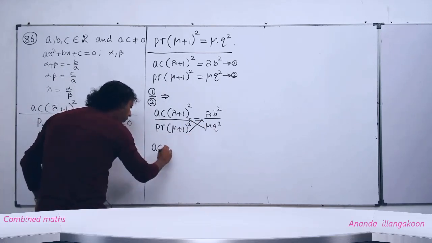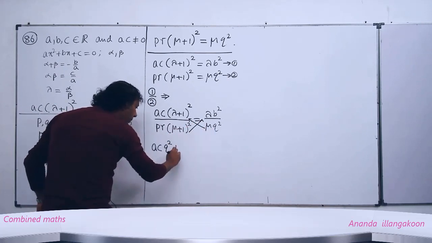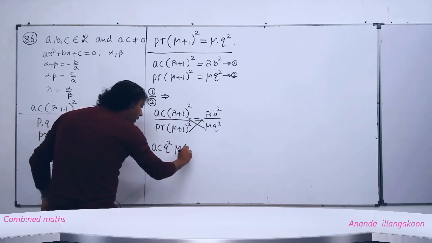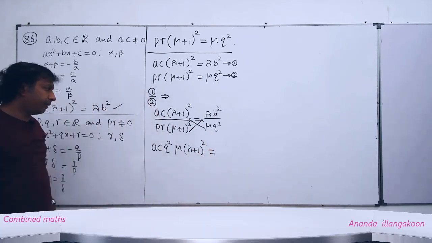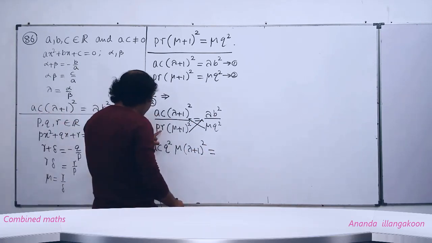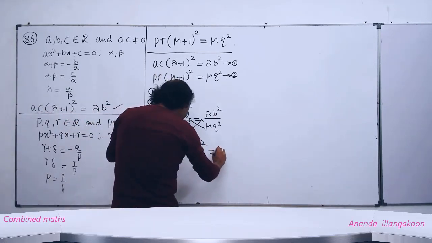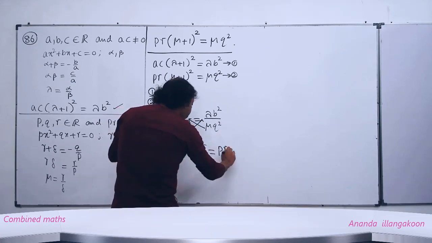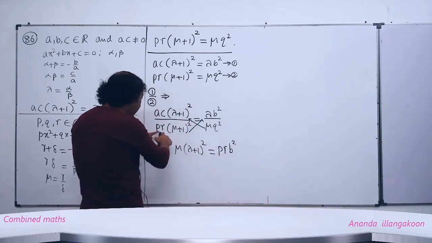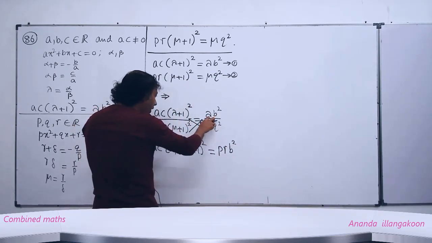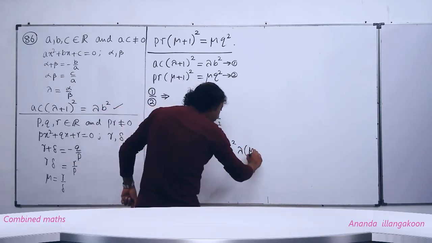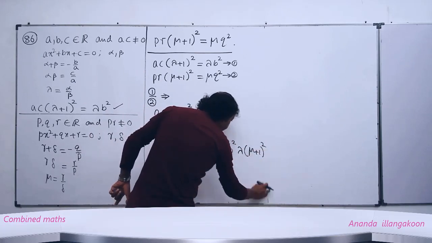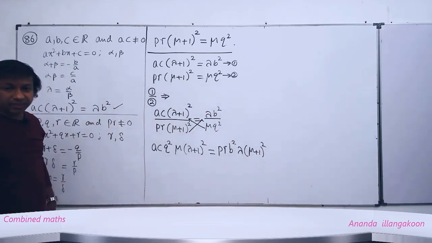AC q squared mu, lambda plus 1 perfect squared equals what, people? PR b squared lambda, mu plus 1 square. This way we get. Understand? This way we get, people.